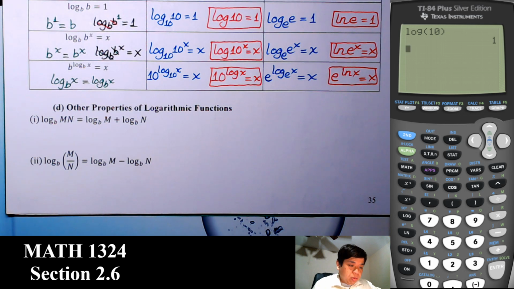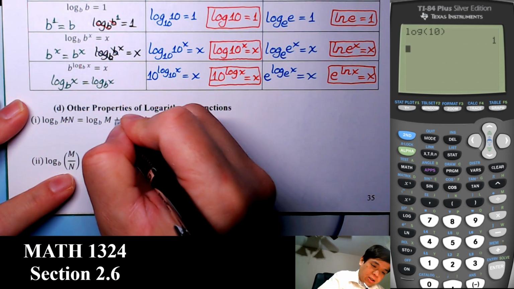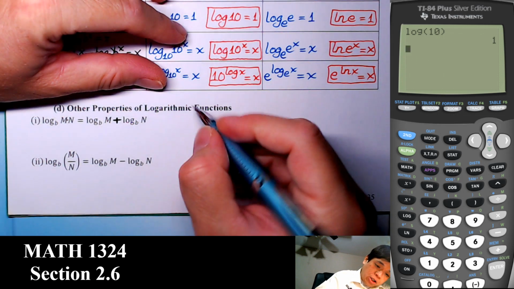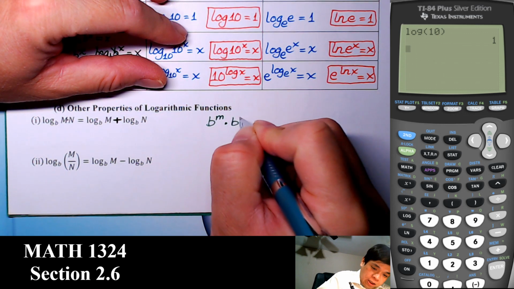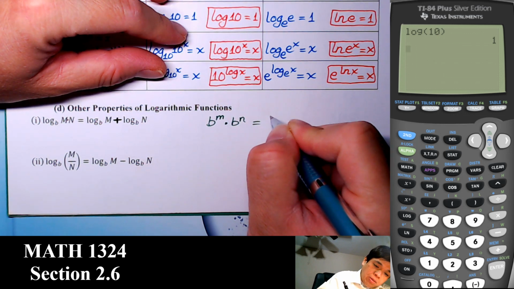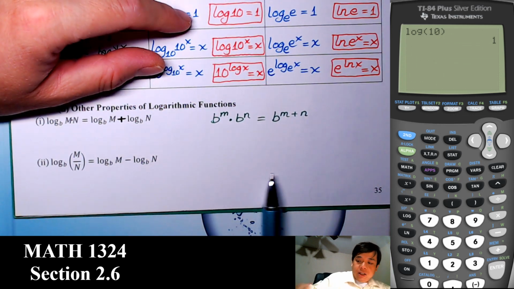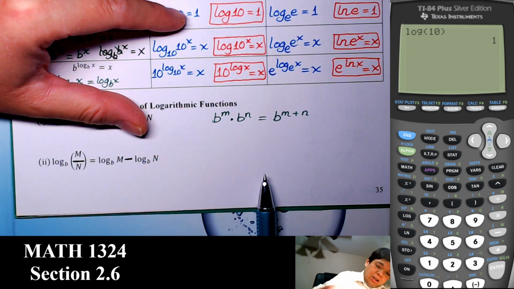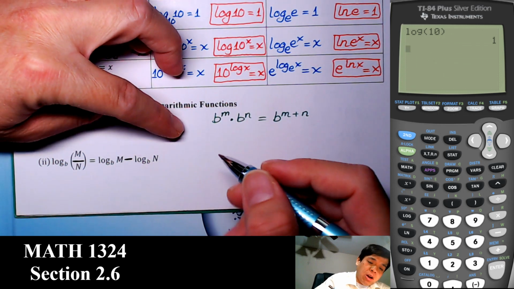of the logarithmic function. Log of a product is the sum of the logs. So this is analogous to b to the m times b to the n is b to the m plus n. And the analogy for division, we change to subtract: log of a quotient is equal to a difference of the logs.